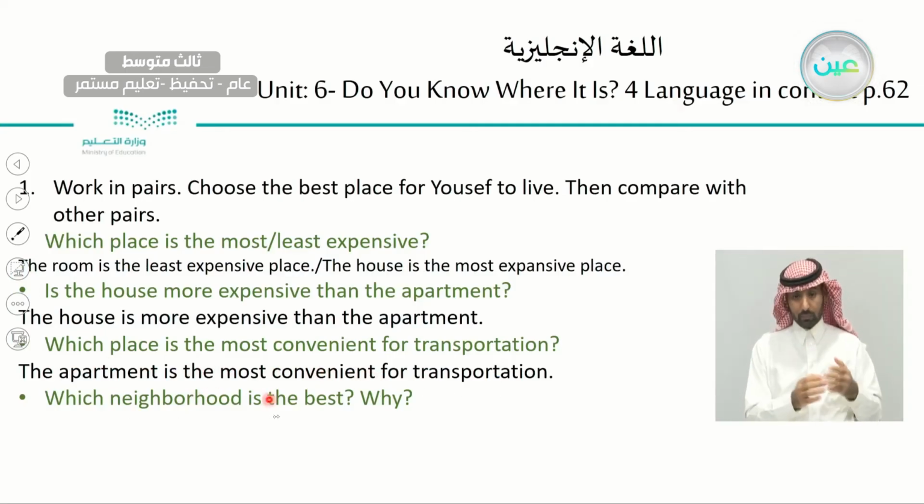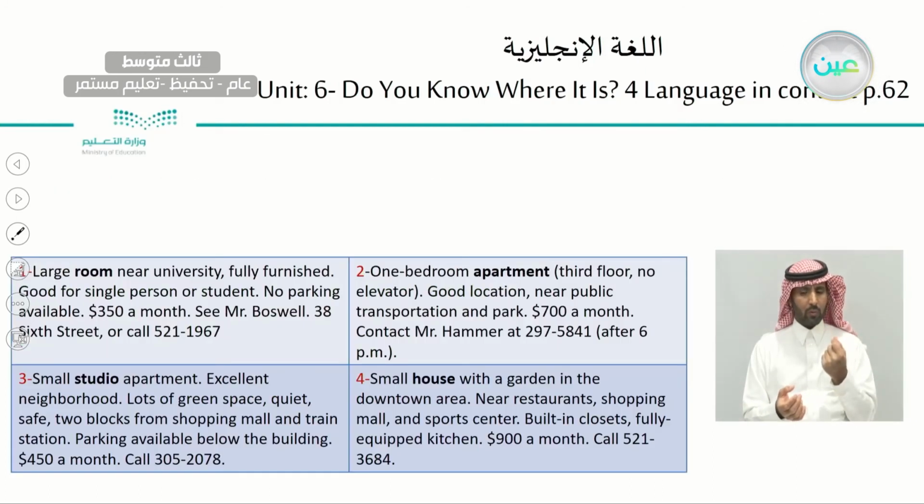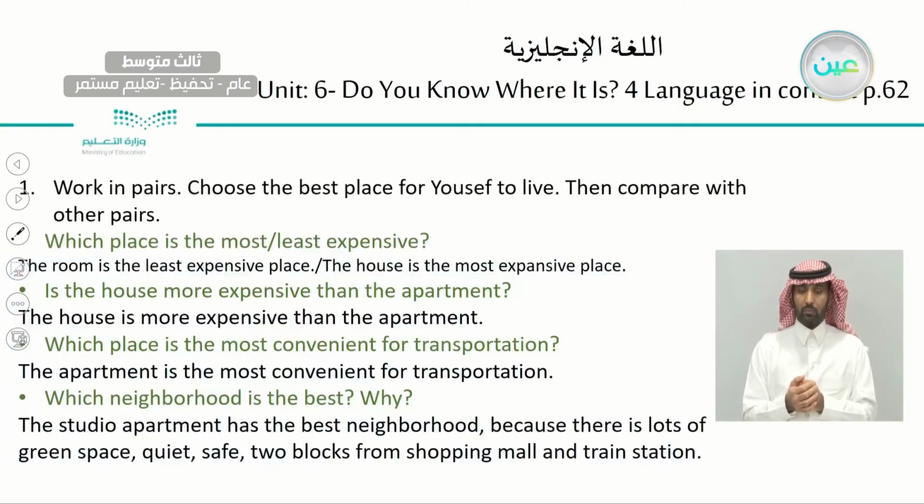Which neighborhood is the best and why? Which one you think has the best neighborhood? They mentioned something. Yes, here it's mentioned. Try to find it, read it again, try to find where they talked about neighborhood. Okay, the studio apartment has the best neighborhood because there is lots of green space, quiet, safe, 2 blocks from shopping mall and train stations. This is the reason. So I said the studio apartment has the best neighborhood. I can't stop here. They said why. I have to give reasons, okay?